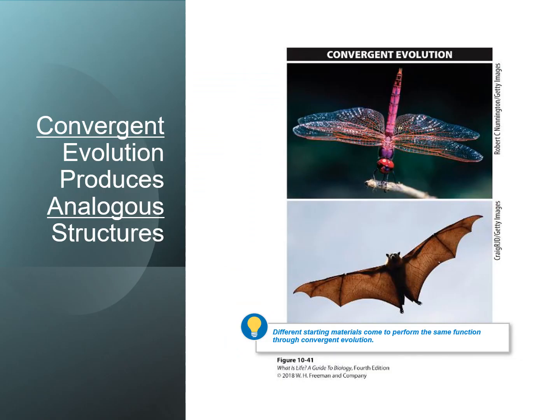So finishing up with comparative anatomy, we have something called convergent evolution, which is going to produce analogous structures. So starting with different materials, eventually it comes to perform the same function through convergent evolution. And the best example we've got of that is wings. Wings is a very cool convergent evolution that produces wings in various animals.